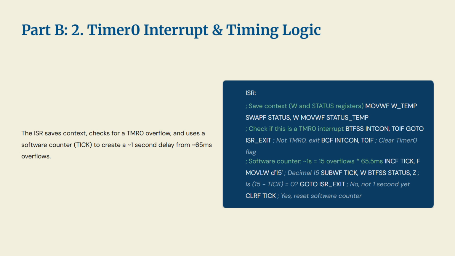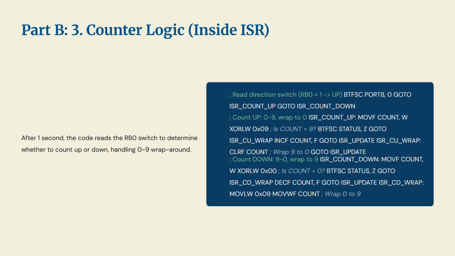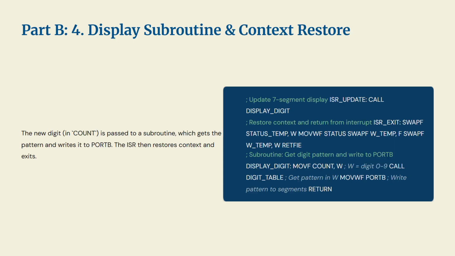Inside the interrupt, the program checks the RB0 switch to determine the counting direction, and then either increments or decrements the digit between 0 and 9, wrapping around when it reaches the limit. The updated count value is then passed into a lookup table that contains the correct segment pattern for each digit. Each pattern defines which segments turn on to display digits from 0 through 9, and since the display is a common anode, a 0-bit lights a segment.